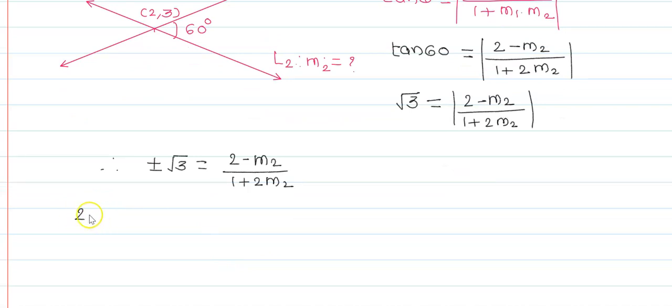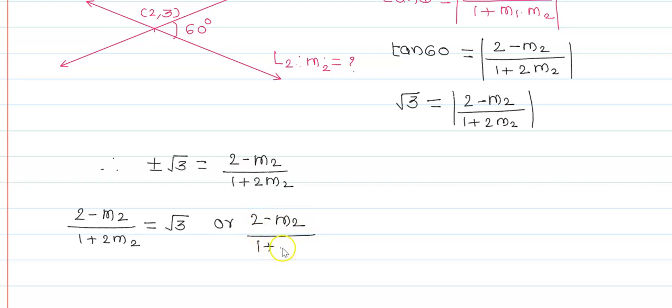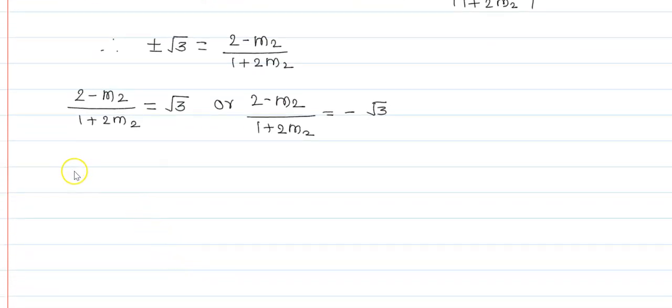Once we will take the plus sign and other minus sign. (2 minus m2) upon (1 plus 2m2) is equals to root 3, or (2 minus m2) upon (1 plus 2m2) is equals to minus root 3. Next simplification.